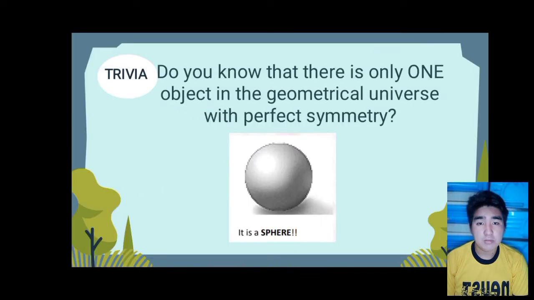So, here is some trivia about symmetry. Do you know that there is only one object in the universe with perfect symmetry? And that the answer is no other than the sphere.